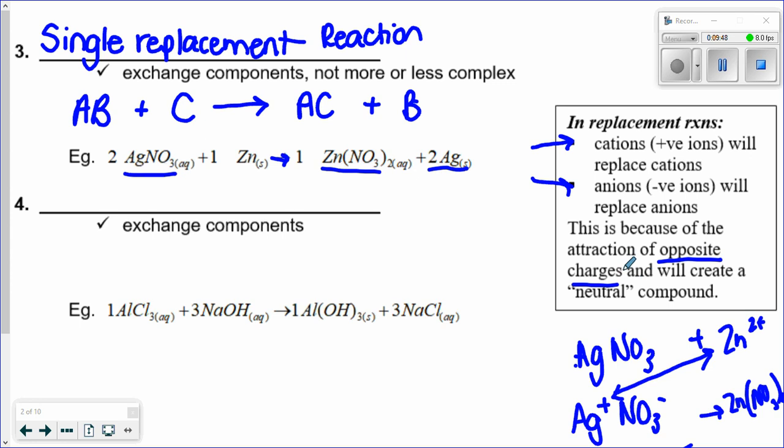So exchanging components is the big part. It's not more or less complex. We have a compound and an element before, and we have a compound and an element after, but they're different compounds and elements.